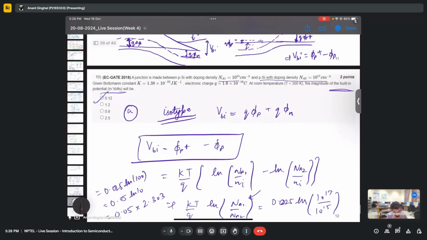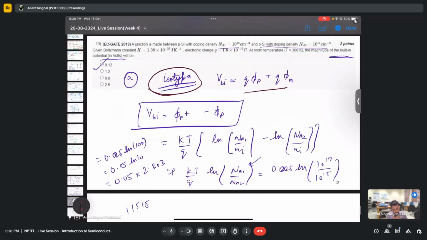Yeah, so one more thing that we covered was the isotype junctions and their derivation. So it was again straightforward.